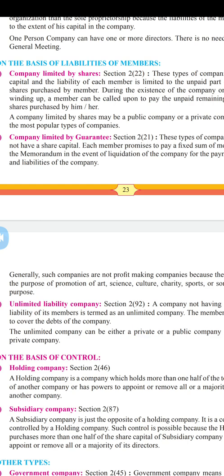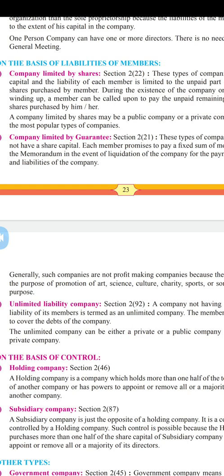Then second is subsidiary company. A subsidiary company is just the opposite of a holding company. It is a company which is controlled by a holding company. The holding company has control over the subsidiary company on account of the following reasons. The holding company purchases more than one half of the share capital of the subsidiary company. That is, the holding company is the company which takes over more than 50% of share capital, and the other company is called a subsidiary company.